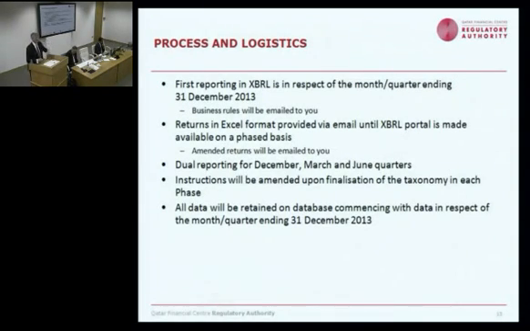The new forms I will send out either today or tomorrow.